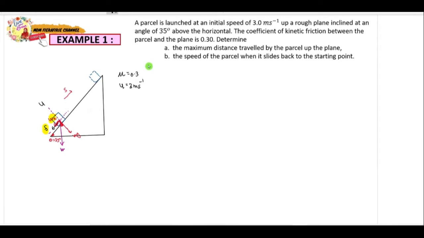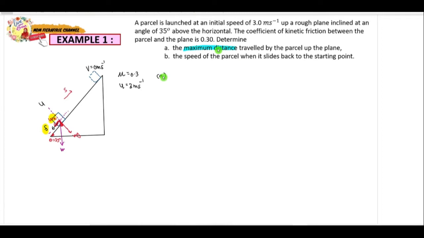So bila kita kata maximum distance, okay, bila kita nak cari maximum distance, means that dia dah sampai ke atas. Okay, so parcel ni dia akan sampai ke atas sini. Lepas tu dia akan stop lah. Seolah-olah dia akan stop dan dia akan patah balik turun ke bawah. Alright, so when the parcel reach the maximum distance, we must know that V here is equal to 0 meter per second. Okay, so for A, we want to determine what is the value of S.